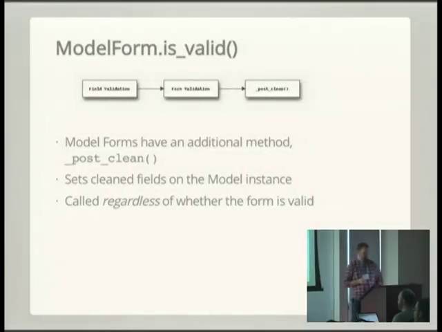There's one extra bit I want to talk about quickly on the validation side, which is that there's a post-clean that gets called. People get confused sometimes because they are using a model form, they've created one for their model in memory, and then they call clean on it, and suddenly the model instance they're using refers to the new data, and they haven't saved it. How'd that happen? Well, post-clean is called regardless of whether the form is valid, and what it does is walk through your cleaned data and apply it to the in-memory instance. So this is applied before you can call save. It's just something to be aware of.